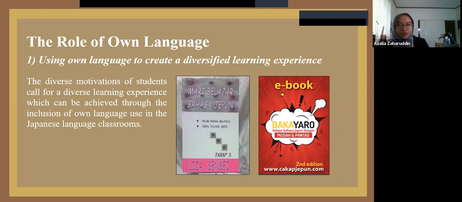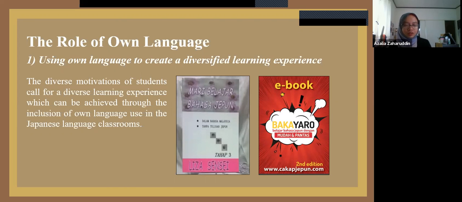Of course, the role of own language when it comes to learning languages, like stated in the literature, is helping them to understand more. We have those aspects, but another aspect of how it can help is in the localization of language education in that country. So in my research, when I talk about the localization of Japanese language education in Malaysia, this is the part where I think own language plays a very big role.